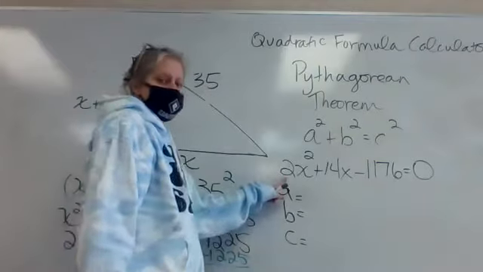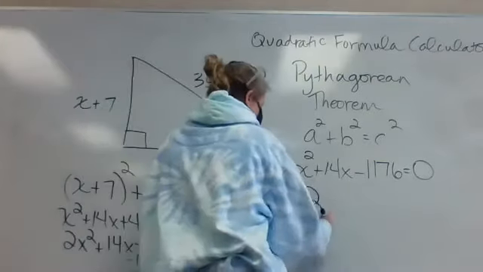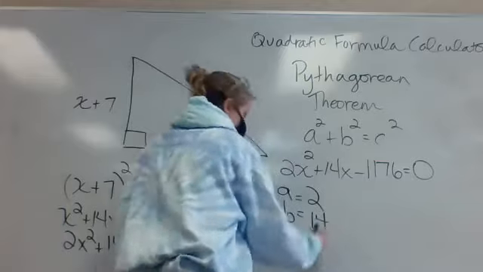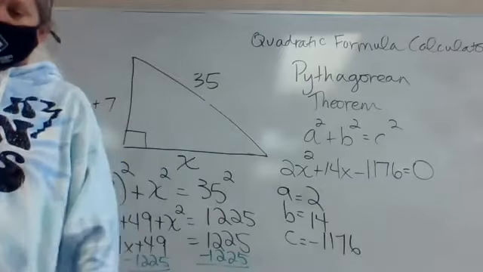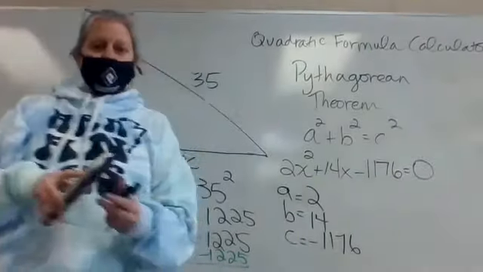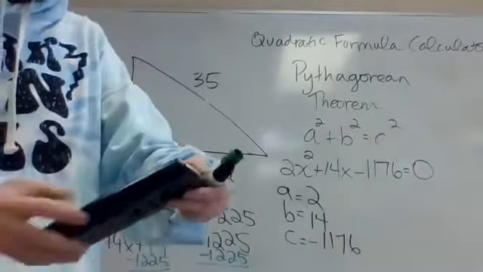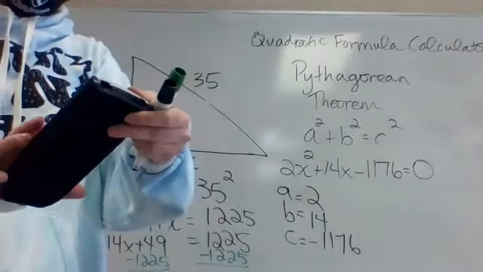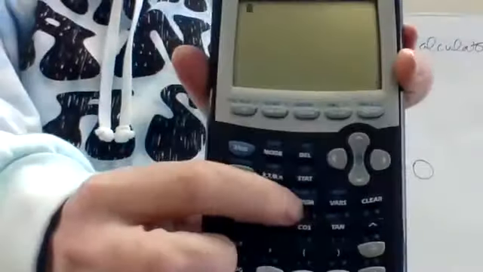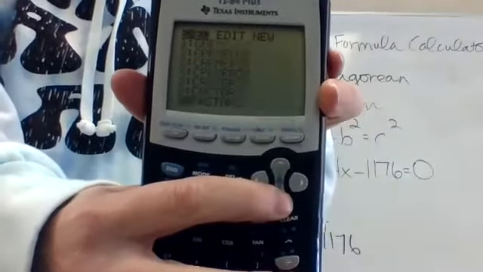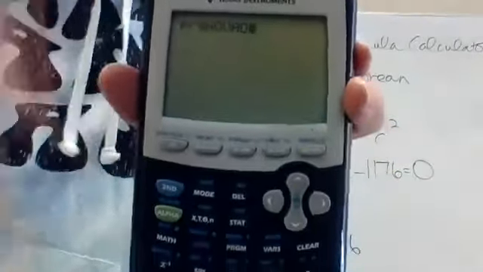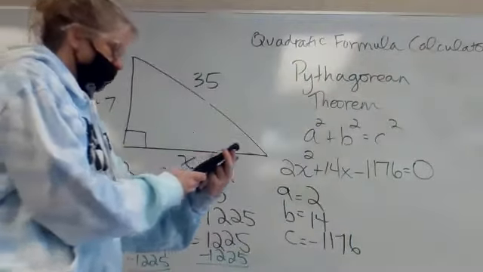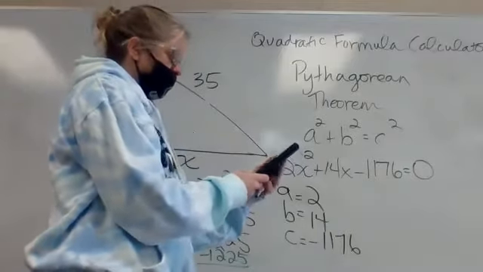So my A is 2, right? 14 is your B. Negative 1176 is your C. So either take that to a quad formula calculator and Google, or if you have the program, you would hit this program key, go down to quad, hit enter again, and put in your A, B, and C. So 2, 14, and negative 1176.